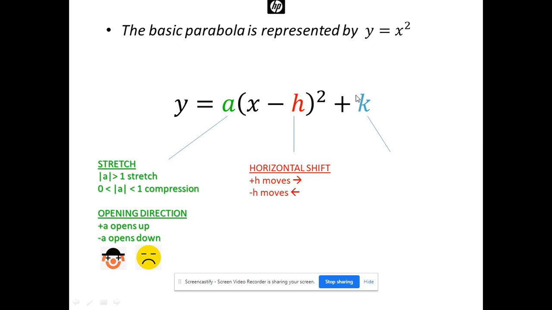Finally, our K. K is the term that's added or subtracted to the y squared term. This controls the vertical shift. If we have a positive K, then the parabola moves up. But if we have a negative K, the parabola moves down.